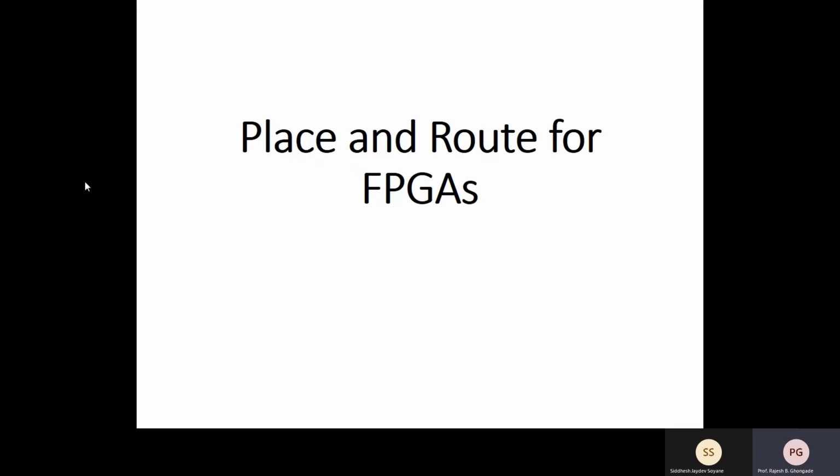So as the title suggests, we are going to talk about place and route for FPGAs. Placing and routing is one very important activity. Fortunately, it happens transparently for the designer. You don't really have to bother about how it is optimized, because there are so many algorithms being used. We are going to just have a glance at all these algorithms. If you are interested, you can go into the depths of those algorithms.